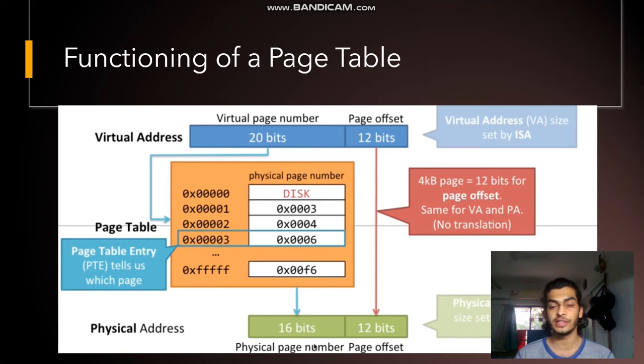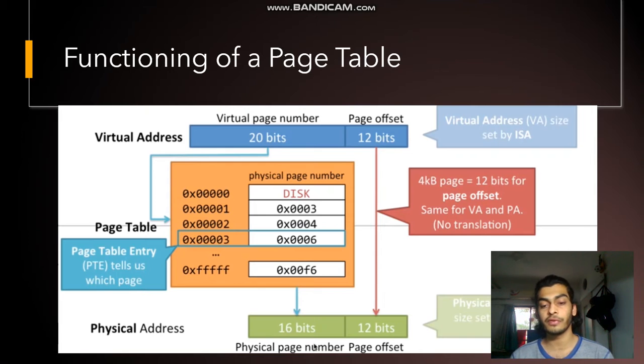Now the computer needs to know which word to go to. So that number is defined by the page offset. And since there are 32 bits in the virtual address, the remaining 20 bits will be used for the virtual page number generated by the computer process.